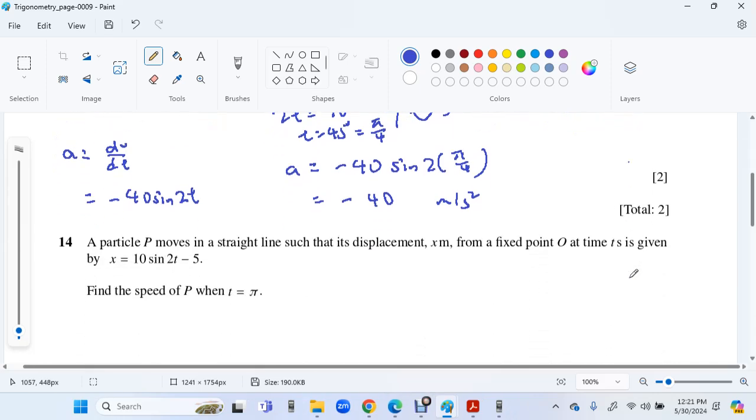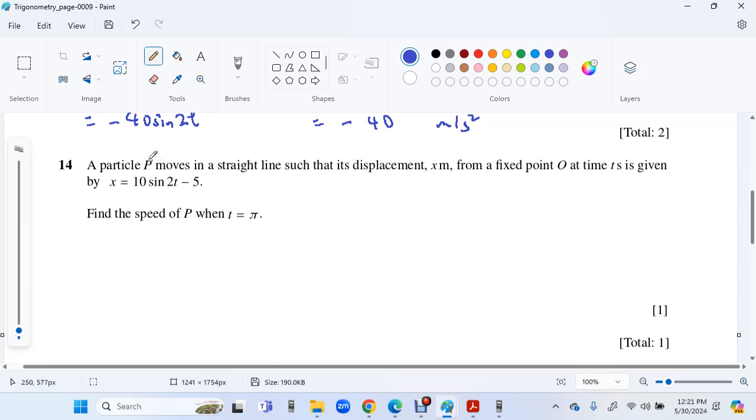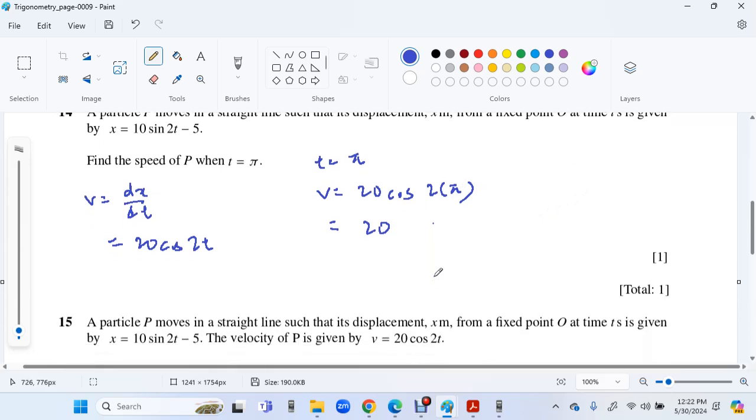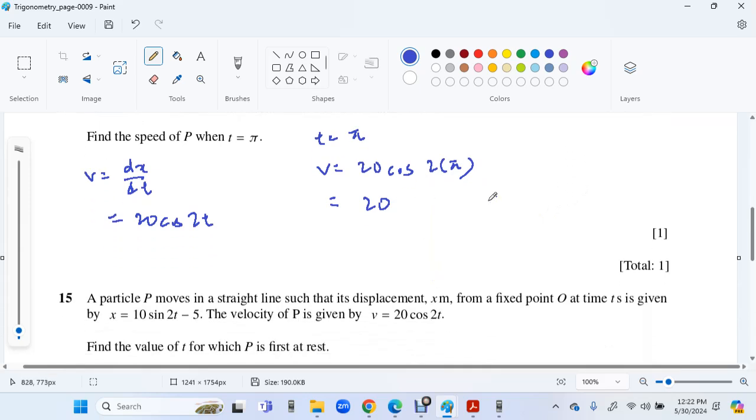Okay. So question number 14. You see the particle P, the x is this one. Find the speed when t equals pi. So the speed is dx/dt, so it will be 20 cos 2t. So when t equals pi, the v is 20 cos 2 pi. So cos 2 pi is 1, then this will be 20. So this answer will be 20 meters per second, because we know this one will become 1.